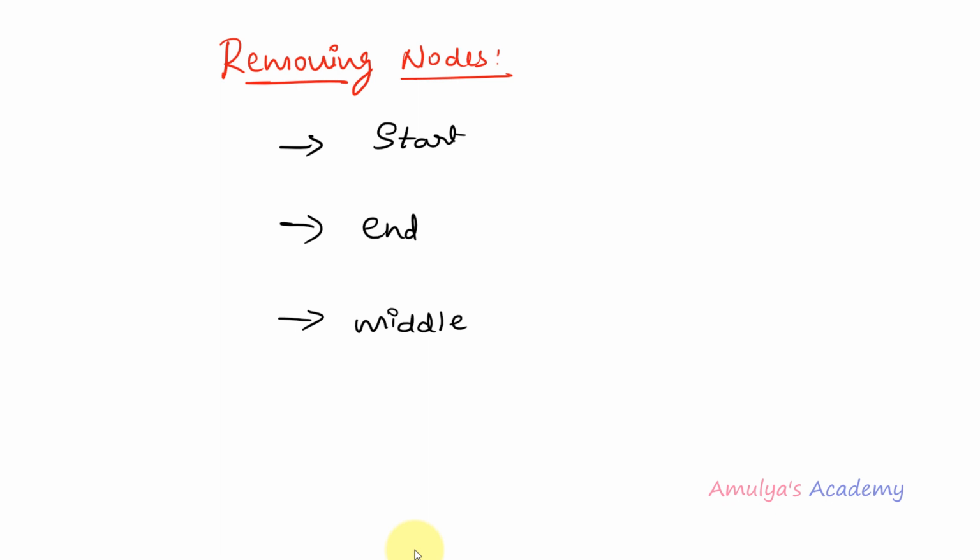Like the insertion operation, we can perform the deletion operation in different positions: removing nodes from the beginning of the linked list, removing nodes from the end of the linked list, and removing nodes from the middle of the linked list. And we need to write separate code for each scenario. So today in this tutorial we'll discuss how to remove or delete the node from the beginning of the linked list, and the rest of the scenarios we'll discuss in the next tutorial.